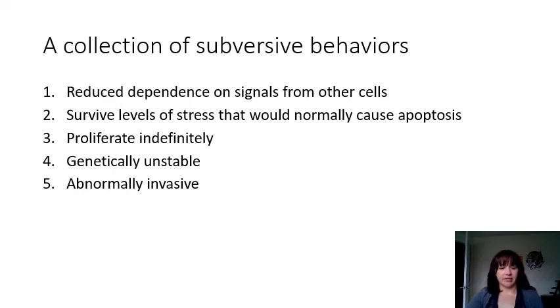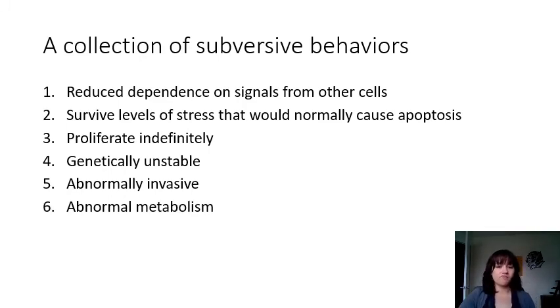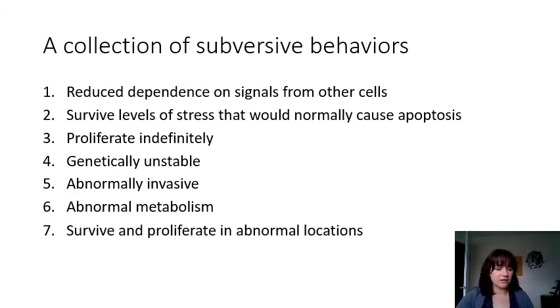These cells are abnormally invasive. We talked about how cell-cell adhesion helps cells know where to go in a tissue, right? These cells will change what their adhesion markers are so that they can travel to places normally they weren't allowed. They'll also have abnormal metabolism so they can survive on reduced nutrients if needed. And again, they're able to survive in places that they normally wouldn't.